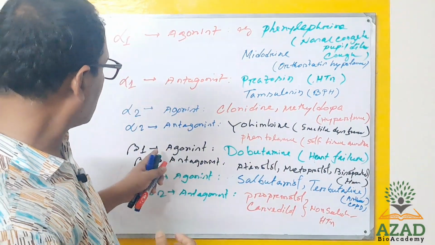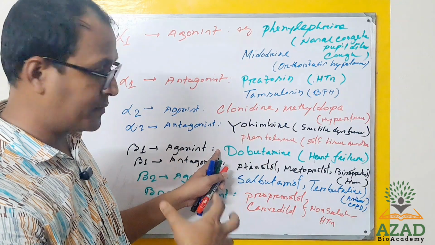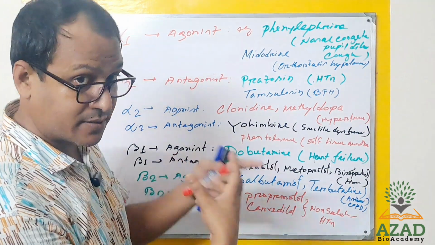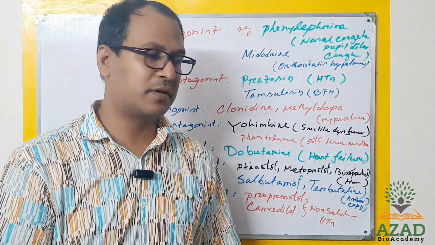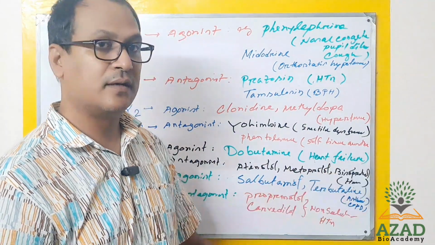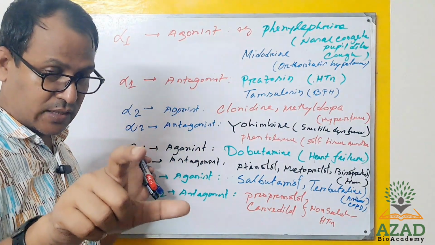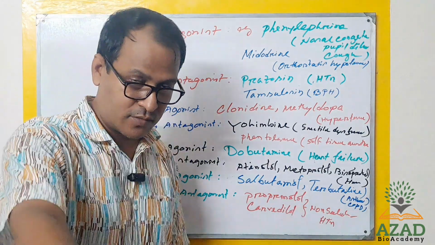So when beta 1 is activated by an agonist like dobutamine, it can be used for heart failure, because beta 1 is very much rich in your heart, and it is present in the SA node, AV node, and your cardiac muscle.